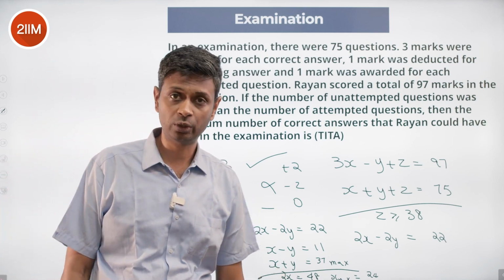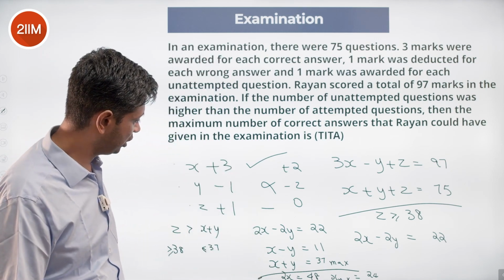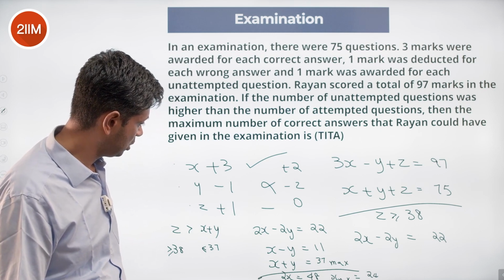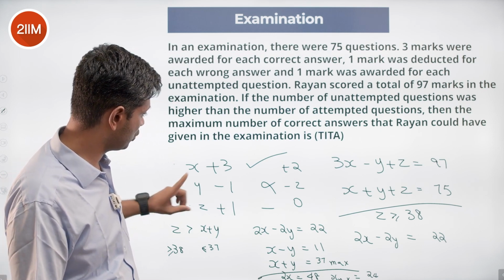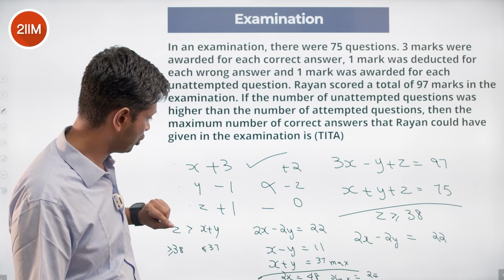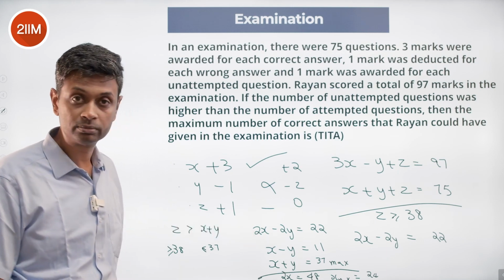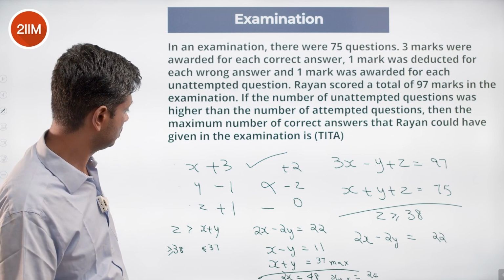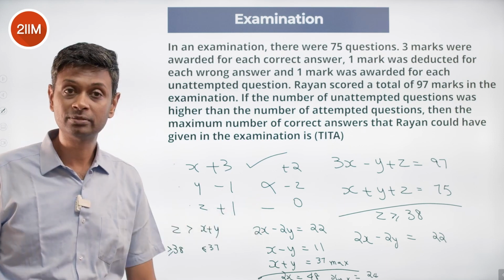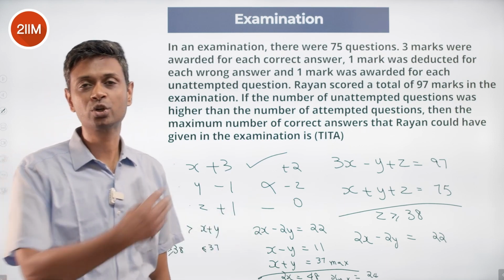24 into 3 is 72, plus how much is this? 13 into minus 1, and then the remaining 38 into plus 1 should add up to 97.